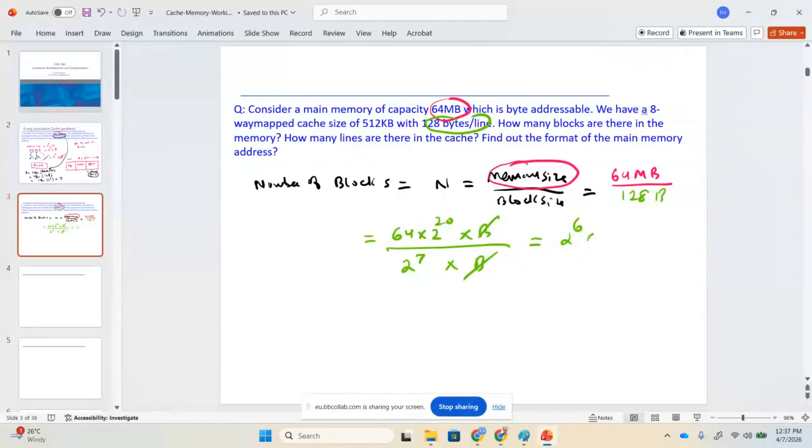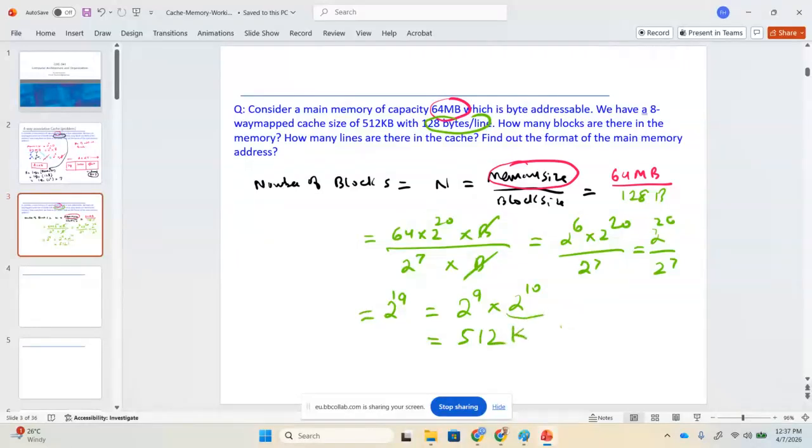This is equal to 2 to the power 6 multiplied by 2 to the power 20 divided by 2 to the power 7. So this is 2 to the power 26 divided by 2 to the power 7, which is equal to 2 to the power 19. And 2 to the power 19 is 2 to the power 9 multiplied by 2 to the power 10. So this is 512, and please remember, 2 to the power 10 is 1K. Any question? Got it or not got it?